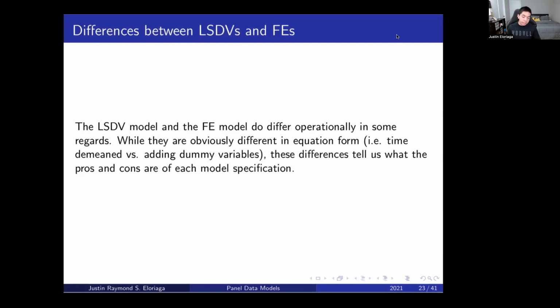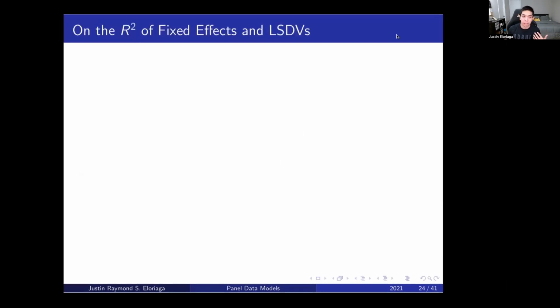Now, the LSDV and the normal time average fixed effects implementation, those are the two most popular ways to implement a fixed effects model. But they do differ operationally in some regards. In many ways, they will yield the same coefficients, right? Especially when you're dealing with LSDV1. Okay, but they are obviously different in equation form. So if you compare the time means versus adding time dummy variables, they're different. They look different. And these differences tell us what the pros and cons are of each model specification.